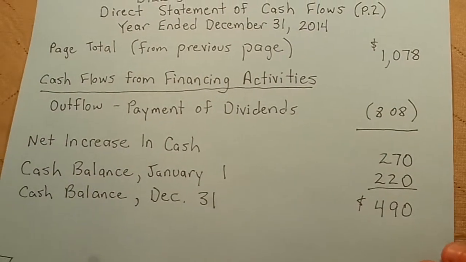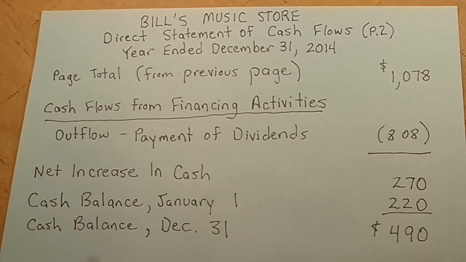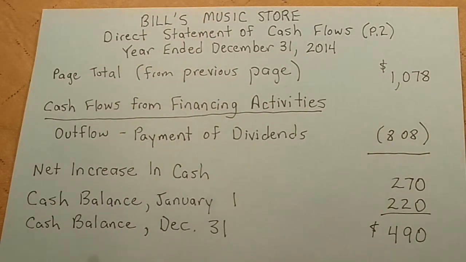Now here is the second page, the completion of the direct statement of cash flows. So here we bring our number over from the previous page, 1,078. We go back to those original facts and we find that $808 were paid out to shareholders of record as cash dividends. So we subtract the 808 from the 1,078. We arrive at a net increase in cash of $270.